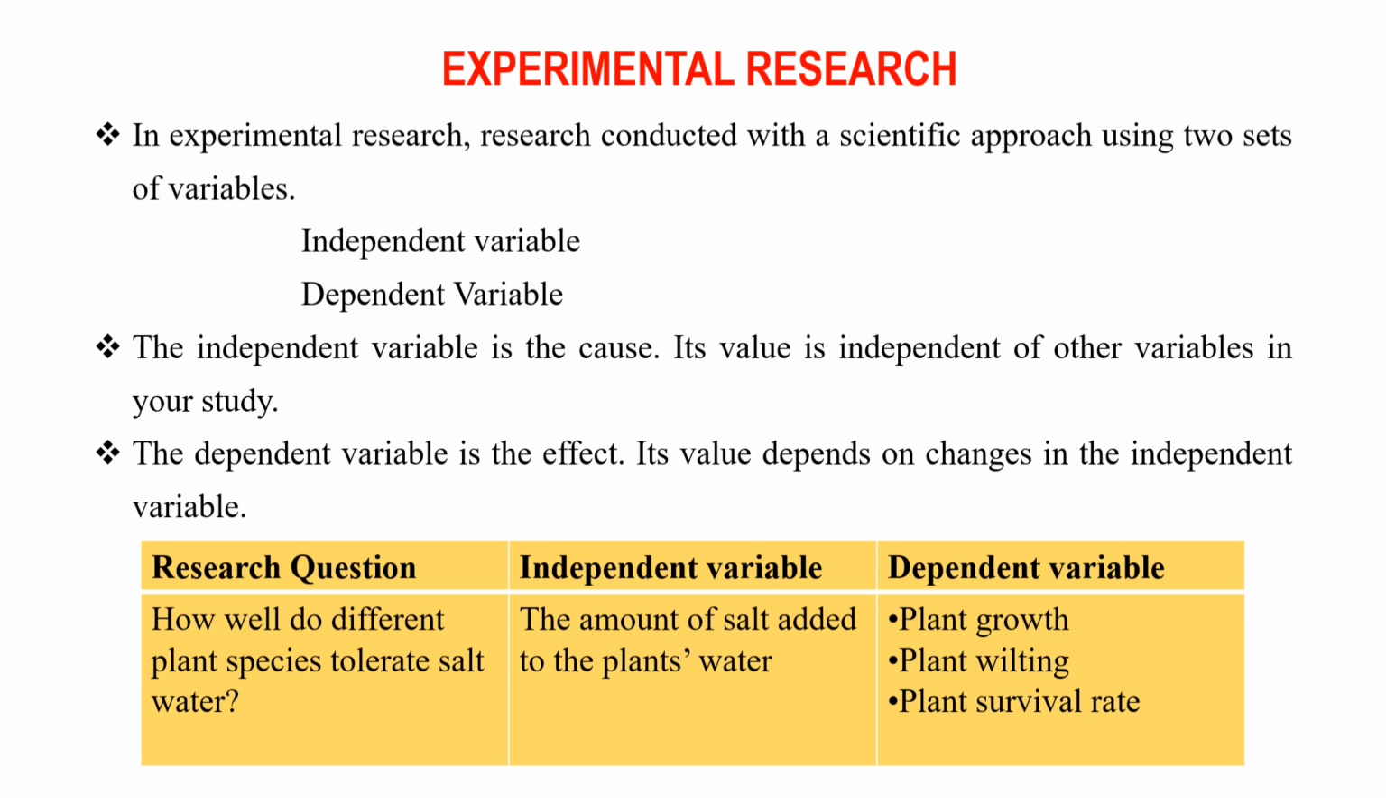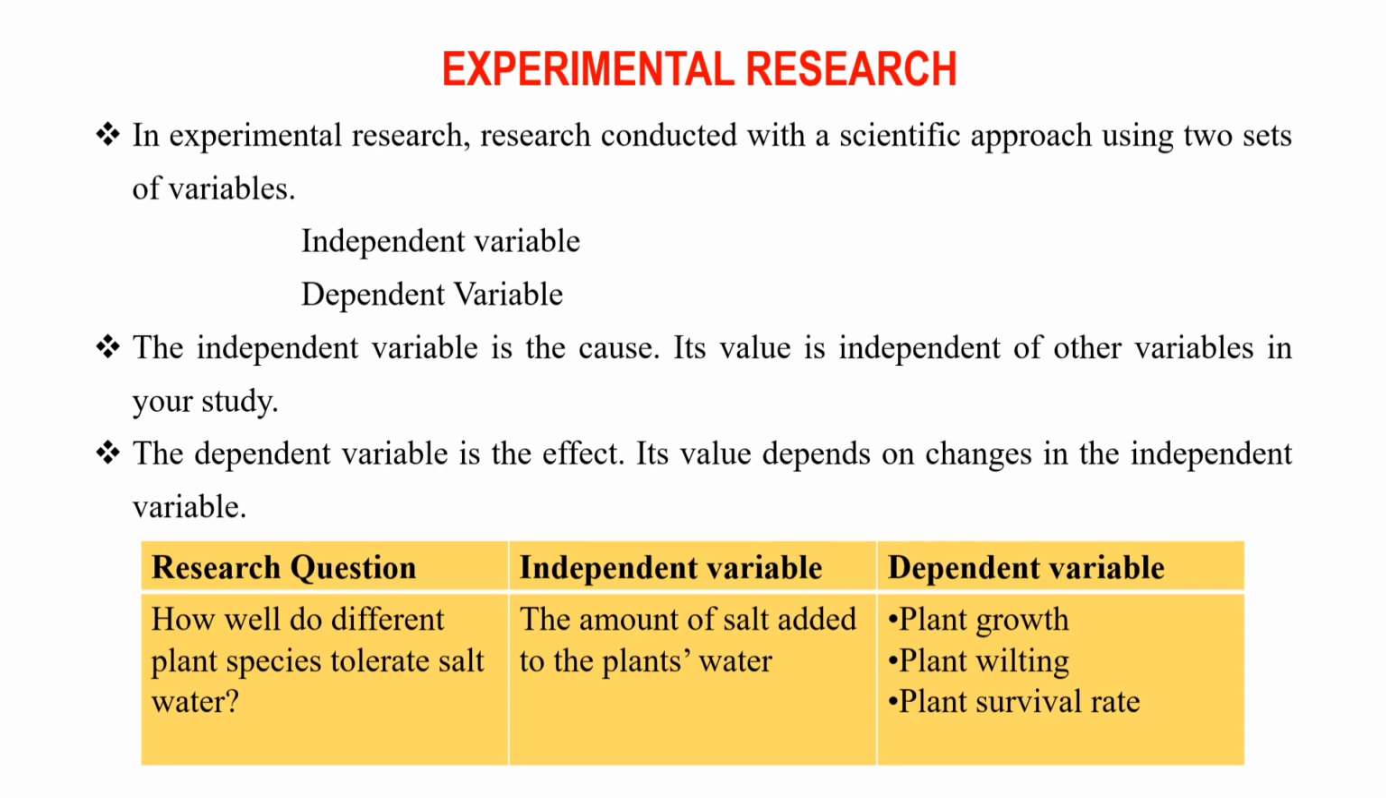That means there will be two variables when conducting an experimental research. The first variable is the independent variable, and the second one is the dependent variable. The independent variable is the cause. Its value is independent of other variables in your study.